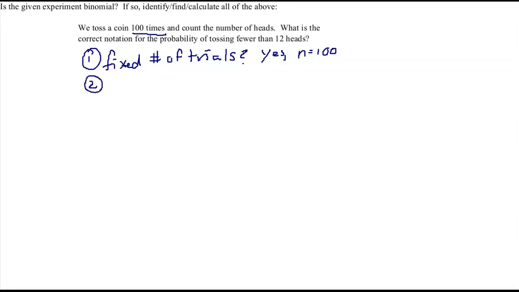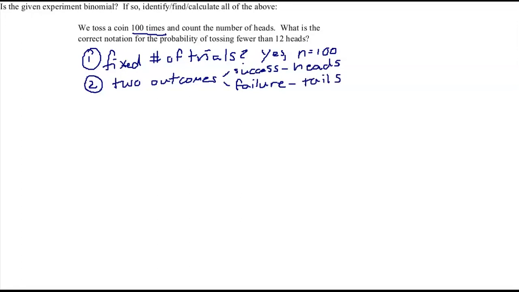2, we need to have 2 outcomes. And those outcomes would be success and failure. So if we are flipping a coin and counting the number of heads, well, what outcomes are we looking at? In this case, a success would be heads, and a failure would be tails. These are our only 2 outcomes, heads and tails. So, yes, we meet that criteria for a binomial experiment.